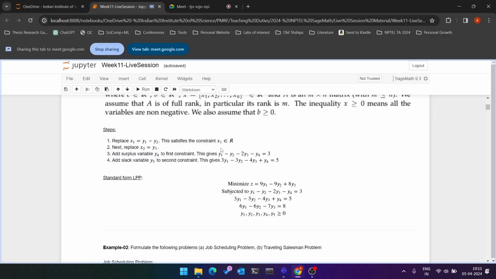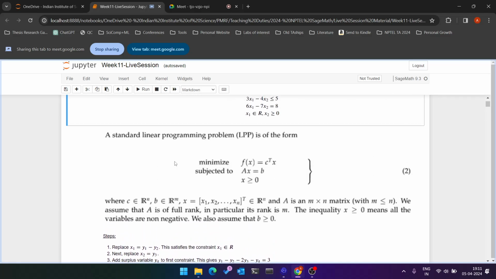Firstly, we have been given that x1 belongs to the real line. To satisfy this, we'll be replacing x1 with the variables y1 minus y2, and y1 and y2 will be restricted to the non-negative side of R. Next, x2 will be replaced by the variable y3.